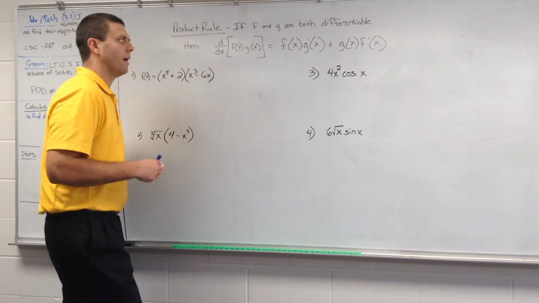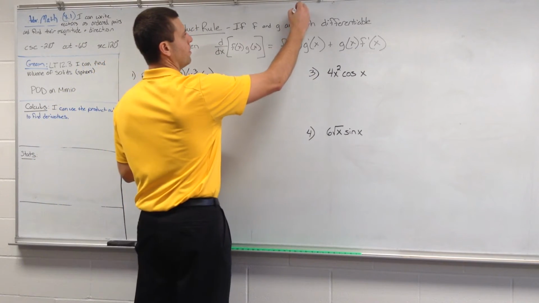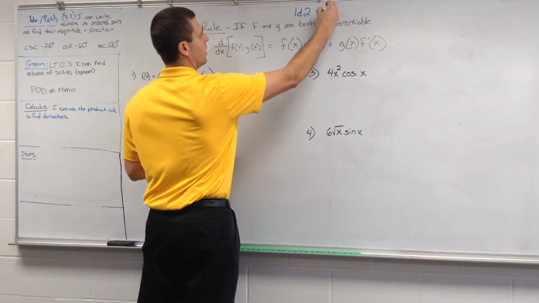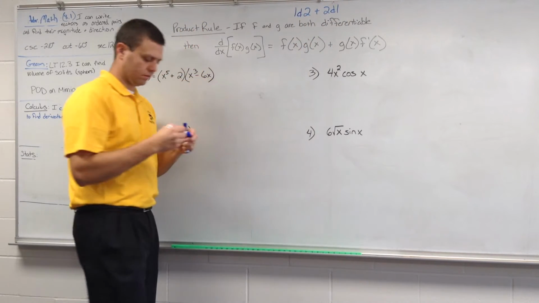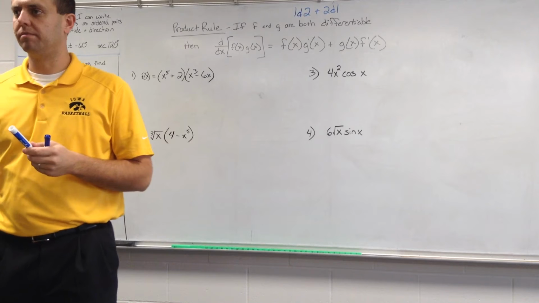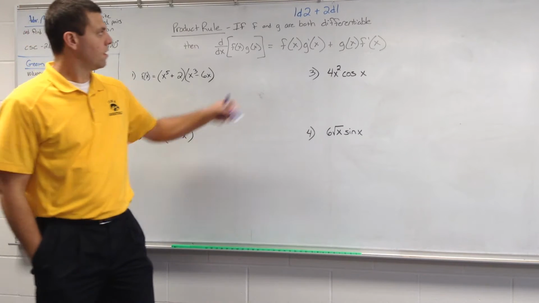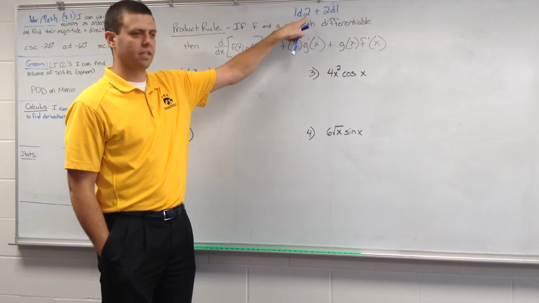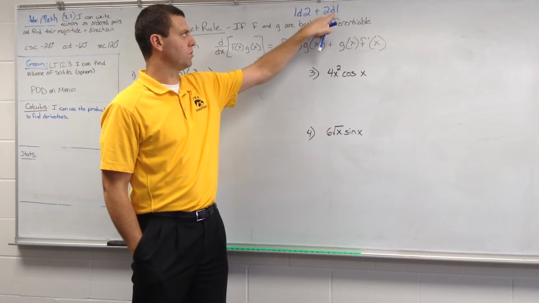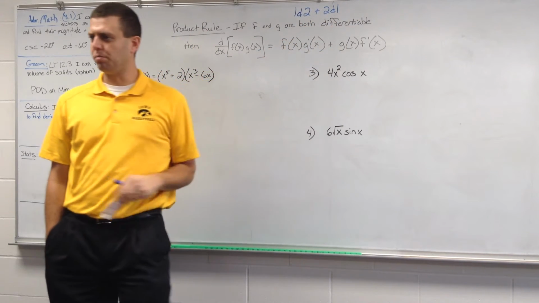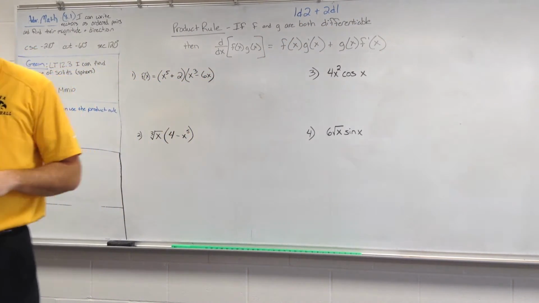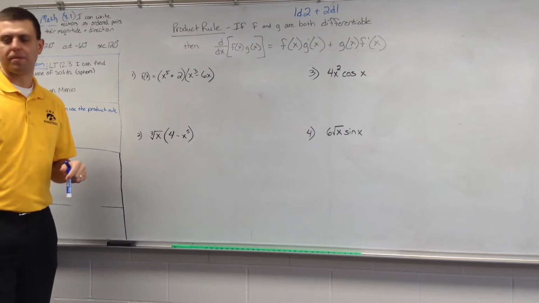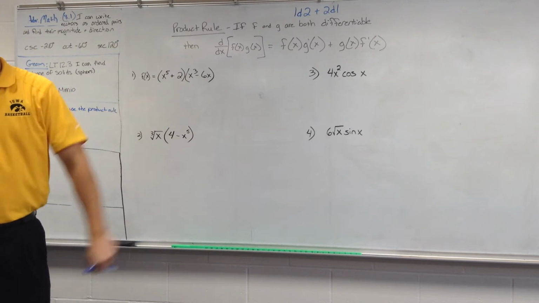And honestly, all I remember is that: 1d2 plus 2d1. First function times the derivative of the second, plus the second function times the derivative of the first. 1d2 plus 2d1. D meaning the derivative of.